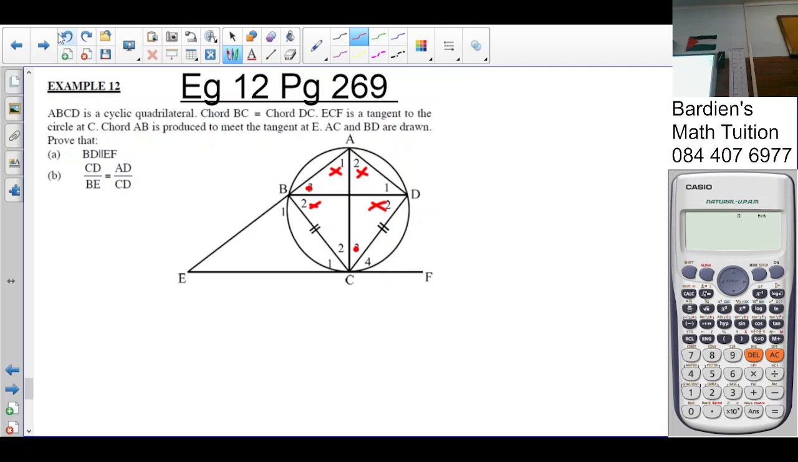Right. Then we are told that ECF is a tangent to the circle at C. So if this is a tangent, what do we know about this angle here? C1. C1 is equal to angle A1. Why? Tan chord, which is also D2. But what do we notice now? We notice that B2 is equal to C1. If that is the case, what do we know?